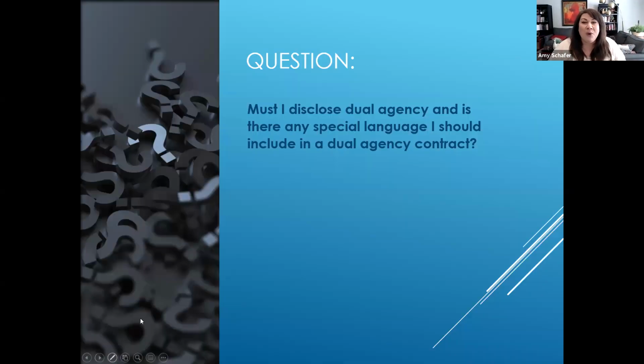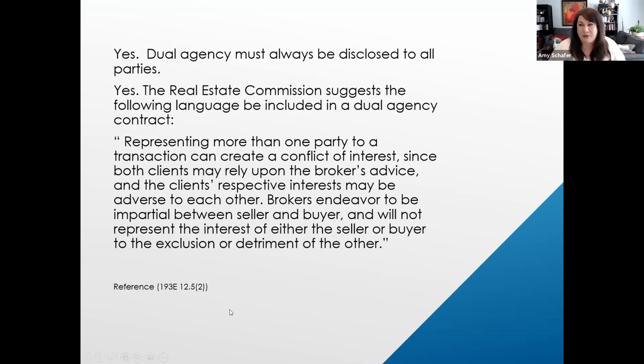Okay. The next question is, must I disclose dual agency? And is there any special language I should use in a dual agency contract? Well, yes, by law, you must always disclose dual agency. Again, dual agency is not where you help a client buy a house and then you help them sell their current home. Dual agency is when you help both clients in the same transaction for the same property. You help both buyer and seller for the same property. Must always be disclosed. And here's the language by law that we're required to have in that dual agency agreement.